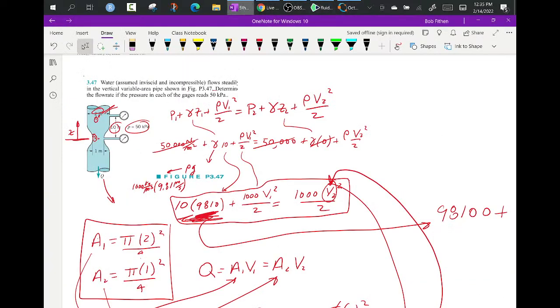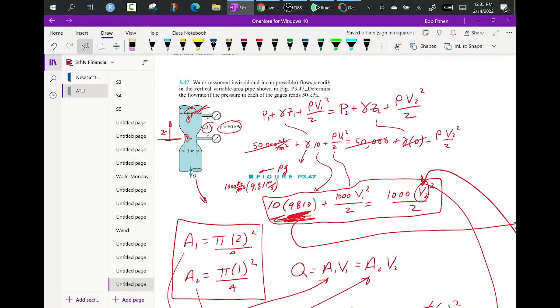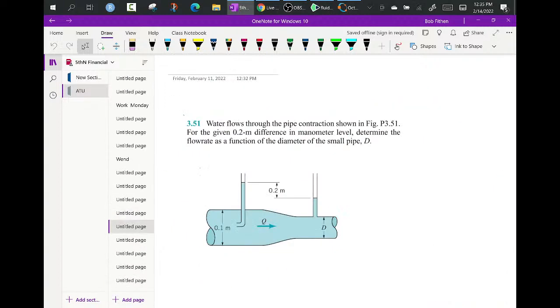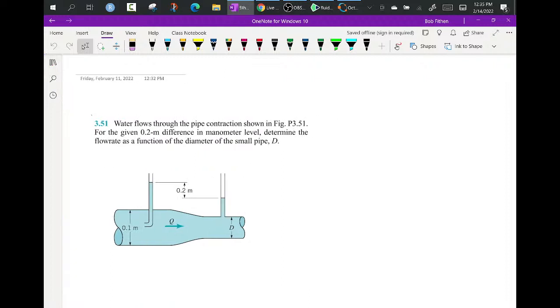Well, maybe I'll do, let's see what I have for the next problem. Yeah, let's do this one real quick and then we'll call it good. Okay, so this one's quite interesting.